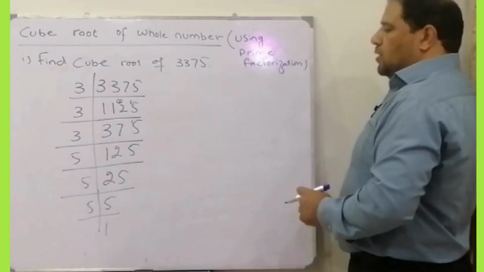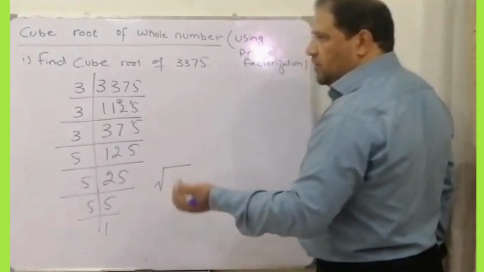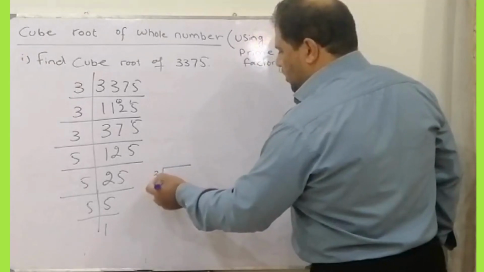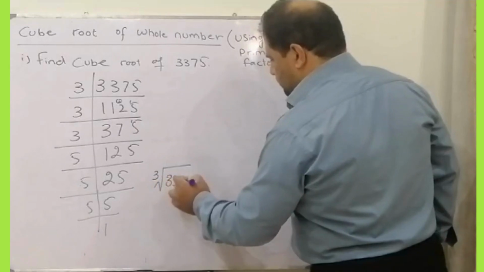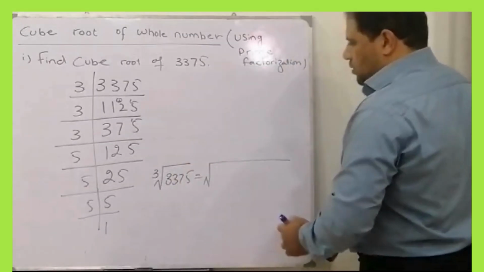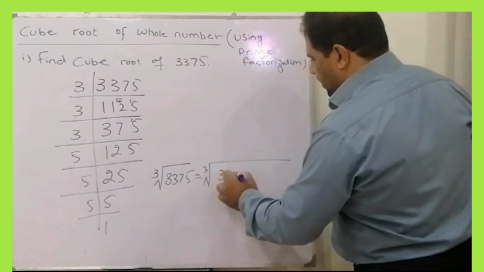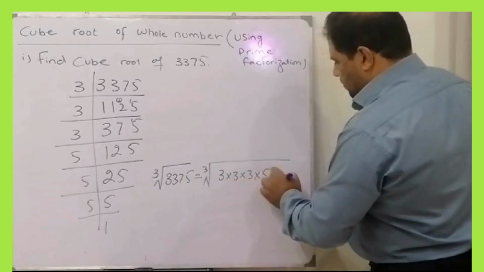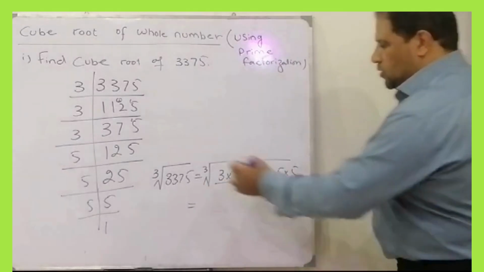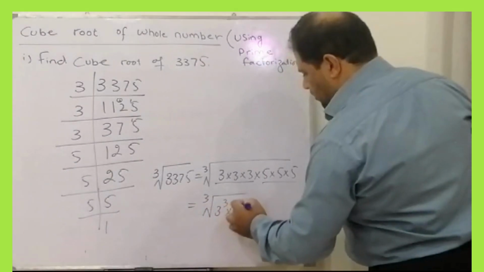Now we will find the cube root of 3375 by using the same method which we did in square root. The only difference is that we have a 3 over here, which shows that this is a cube root. Now we will again write the prime factorization within the cube root sign: 3 multiply 3 multiply 3 multiply 5 multiply 5 multiply 5. Now we will make groups of 3, so this is like the cube root of 3 cube and 5 cube.